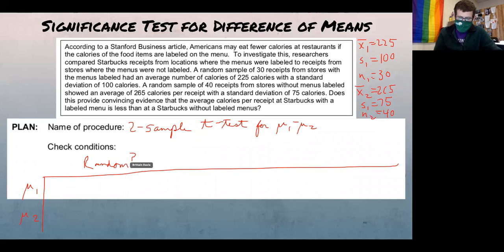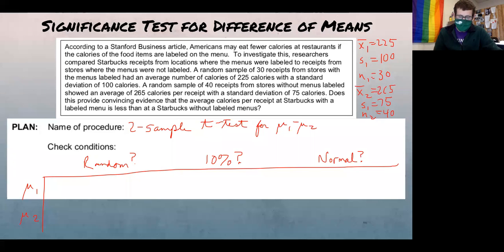We want to make sure they're random. We want to make sure it meets the 10% condition. I could ask you to name these, and hopefully you could. And what's the last one? Central limit. And specifically when we are doing that, we're asking if it's normal, approximately normal. But we would use for means the central limit theorem.